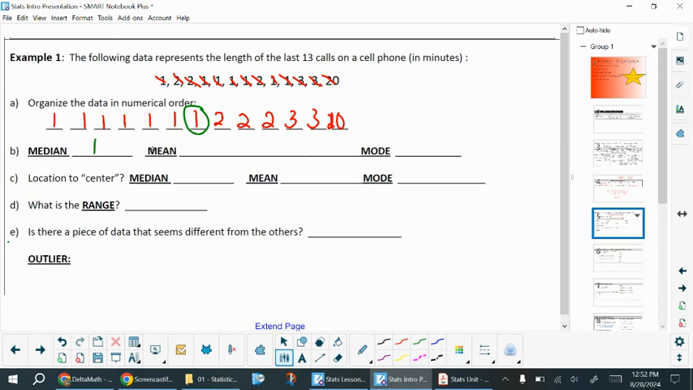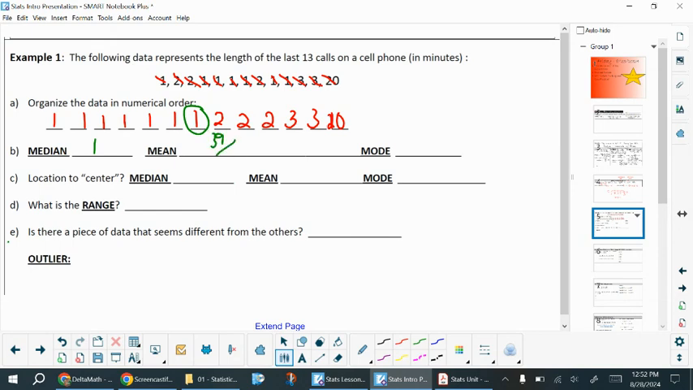For my mean, I'm going to go ahead and add all these numbers up. You could do that with mental math. That would be a good strategy. So here I see that there are 1, 2, 3, 4, 5, 6, 7 1s. 3 2s makes 6. 2 3s makes 6, and then I got 20. So I got 20, 26, 32, and then plus 7 makes 39.